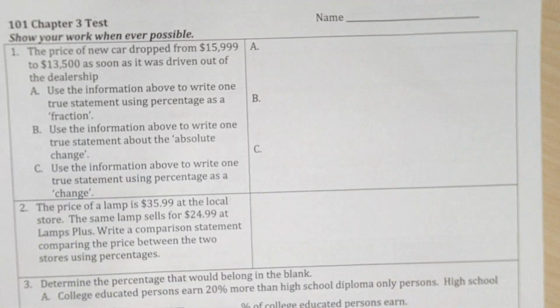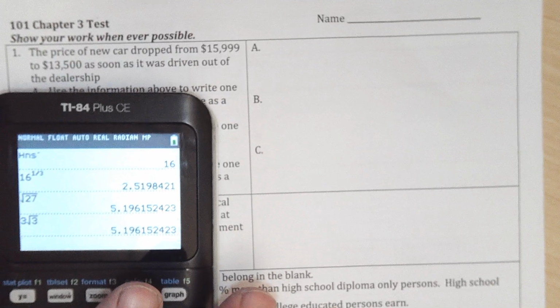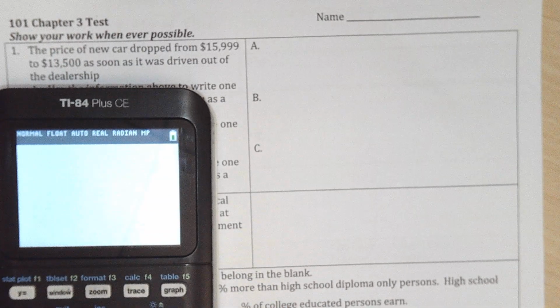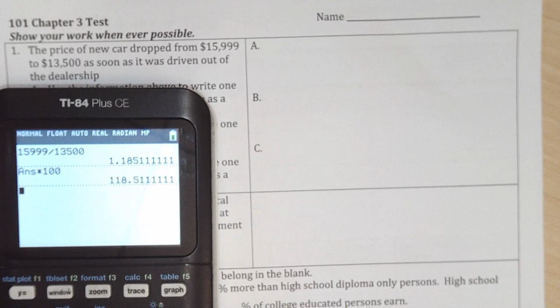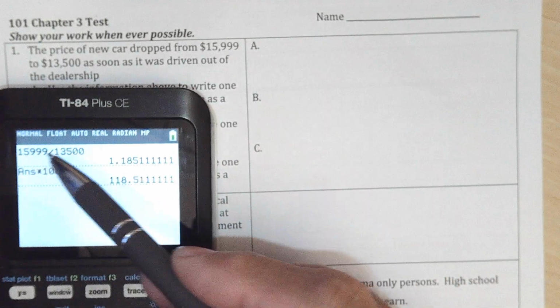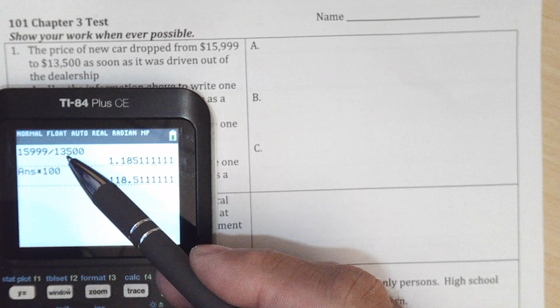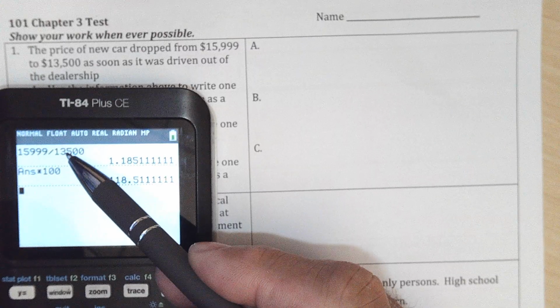So, a fraction. So I could take my calculator out and I could do 15999 divided by 13500 times 100 to get a percent. So I divided by the new car price, or the price after it was driven off the lot.